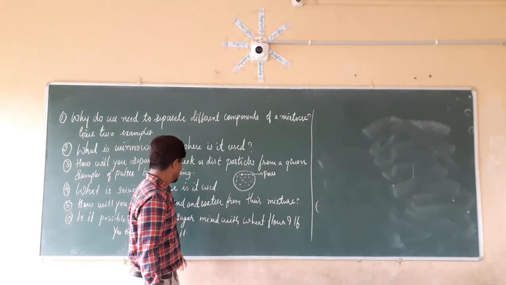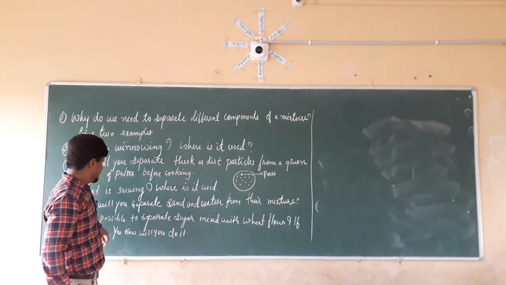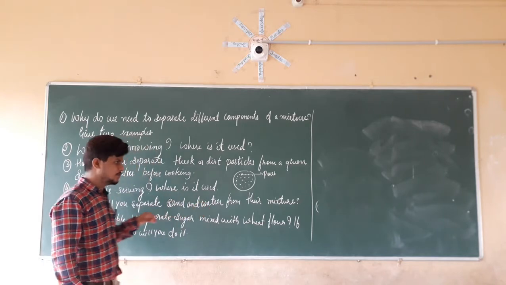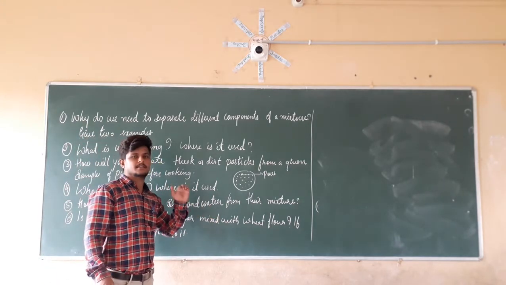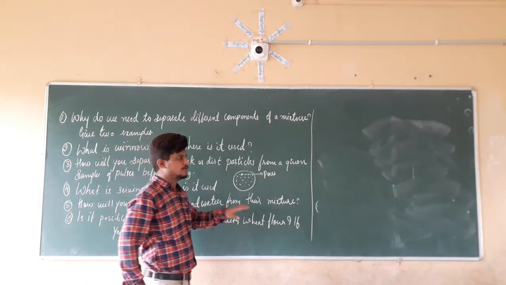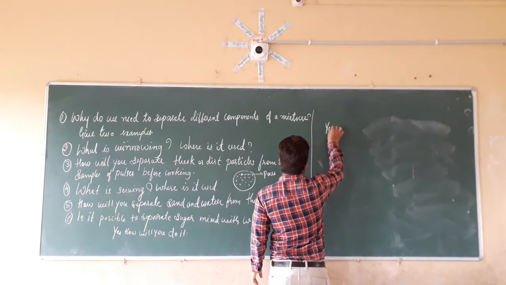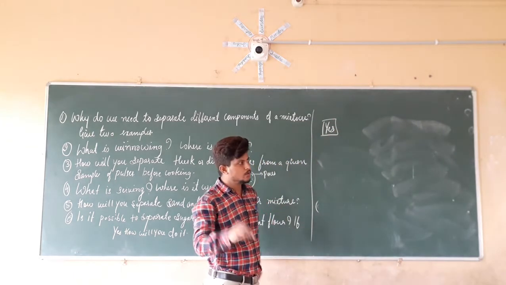So in this question, sugar is mixed with wheat flour. Is it possible to separate sugar mixed with the wheat flour? If yes, how are we going to do it? The answer is yes. We are going to separate the sugar from the wheat flour. So if the answer is yes, how are we going to do it?